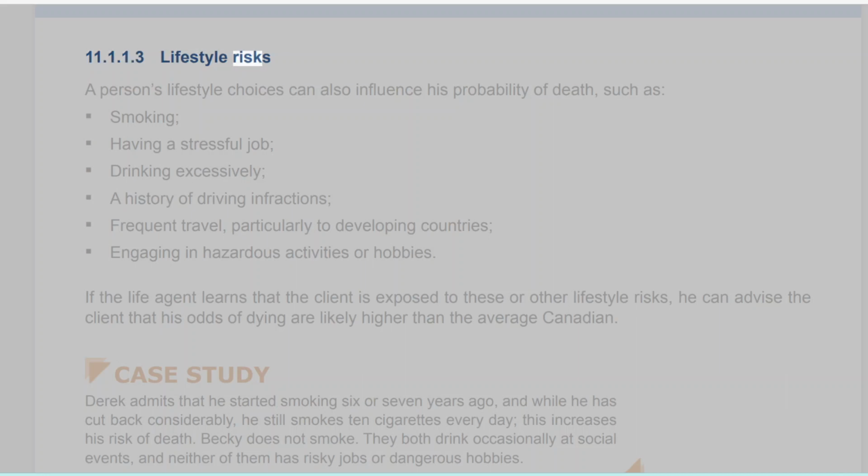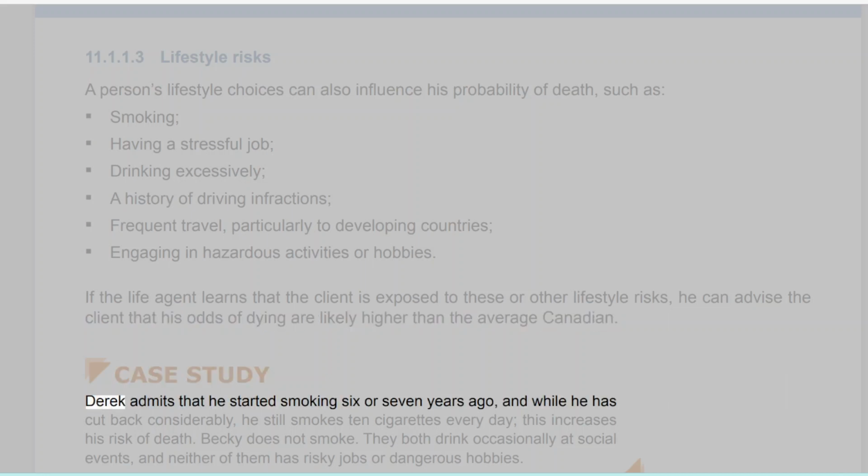1.1.1.3 Lifestyle risks. A person's lifestyle choices can also influence his probability of death, such as smoking, having a stressful job, drinking excessively, a history of driving infractions, frequent travel, particularly to developing countries, engaging in hazardous activities or hobbies. If the life agent learns that the client is exposed to these or other lifestyle risks, he can advise the client that his odds of dying are likely higher than the average Canadian.